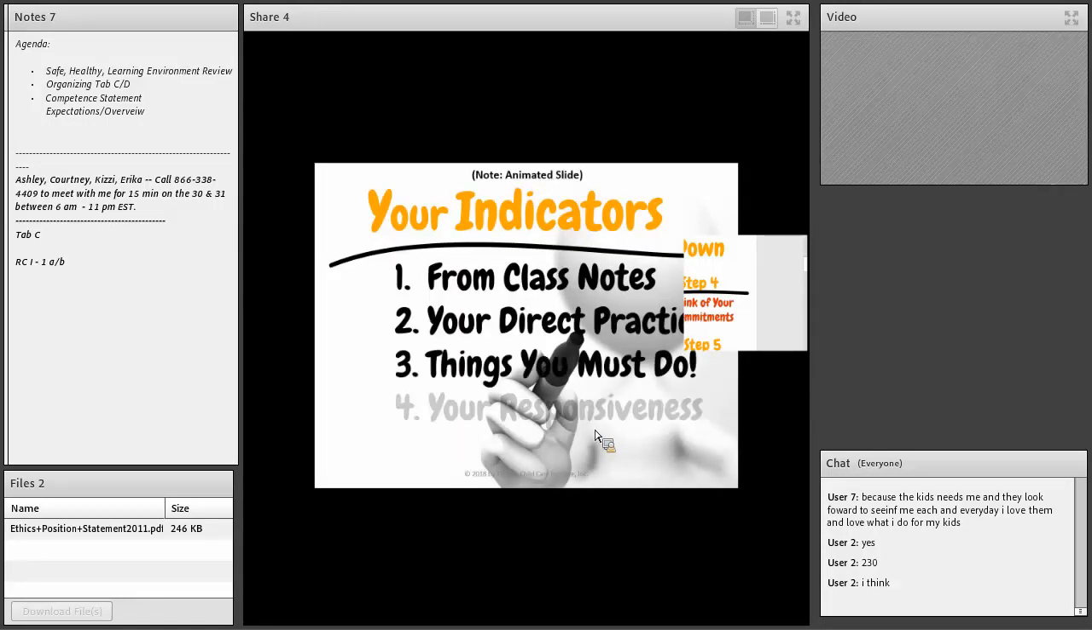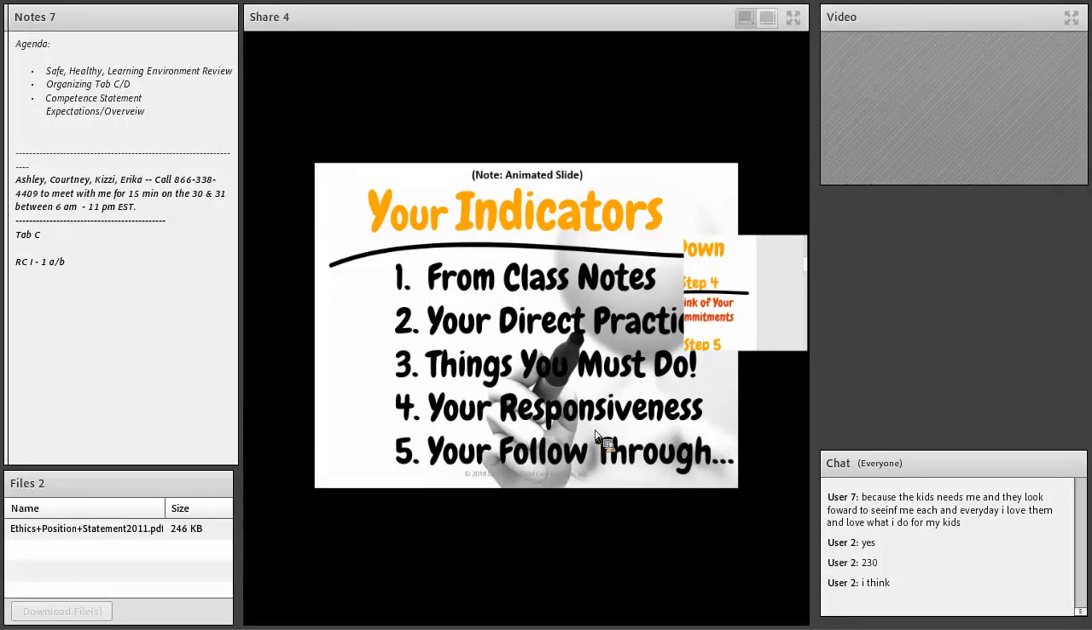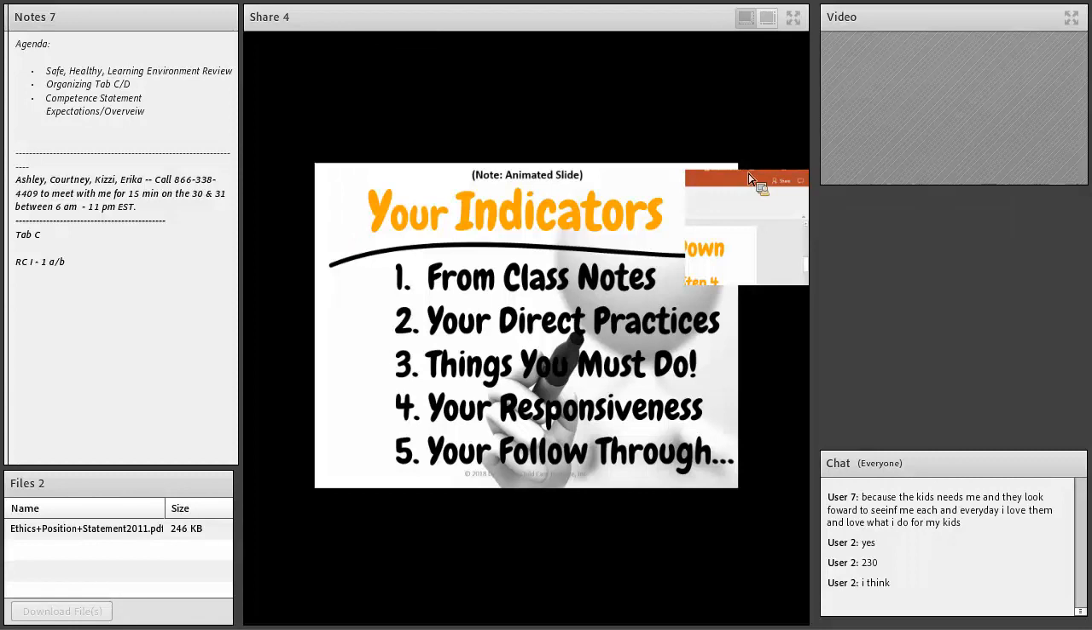Your indicators will come from your class notes. So you want to look at your notes from when we started to have you write the initial statements or revisit certain statements. Your direct practices, what do you do on a day-to-day basis? The things that you must do, your policies, your procedures, your state mandated policies, your Head Start standards. What is it that you must do? Look at those things as indicators. Your responsiveness, how you're able to be flexible, how you're able to incorporate what you're taught into the environment, and your follow through, your commitment, and the things that you're responsible for.